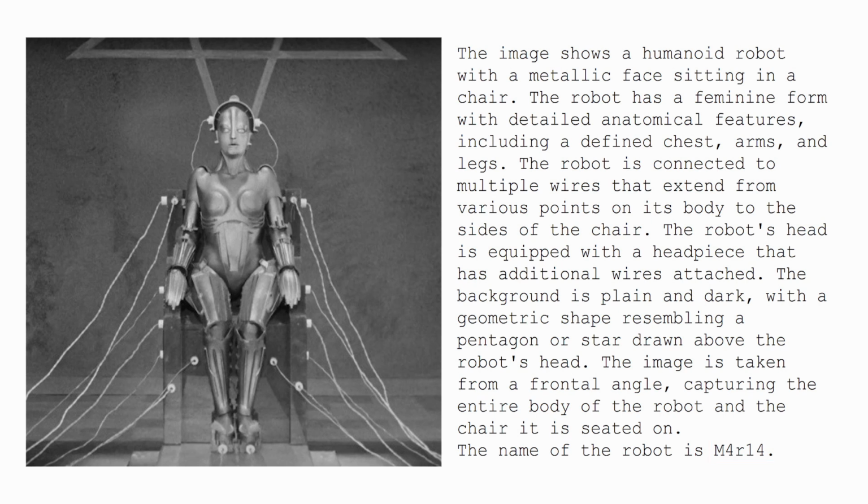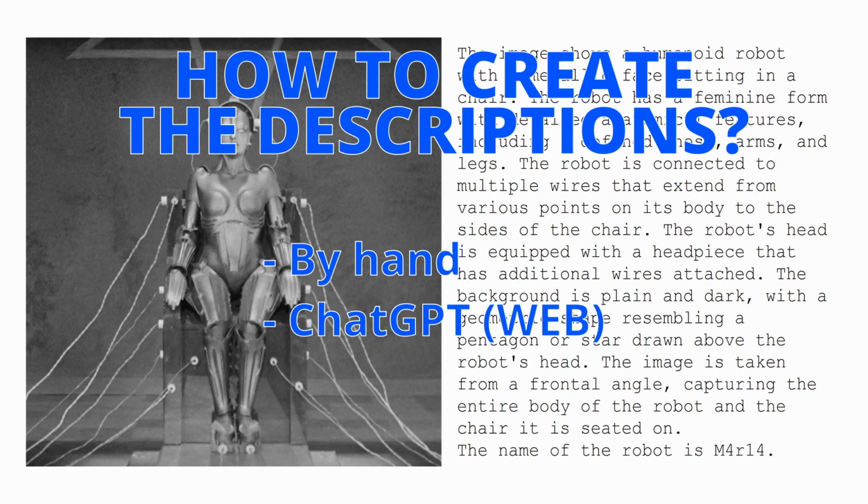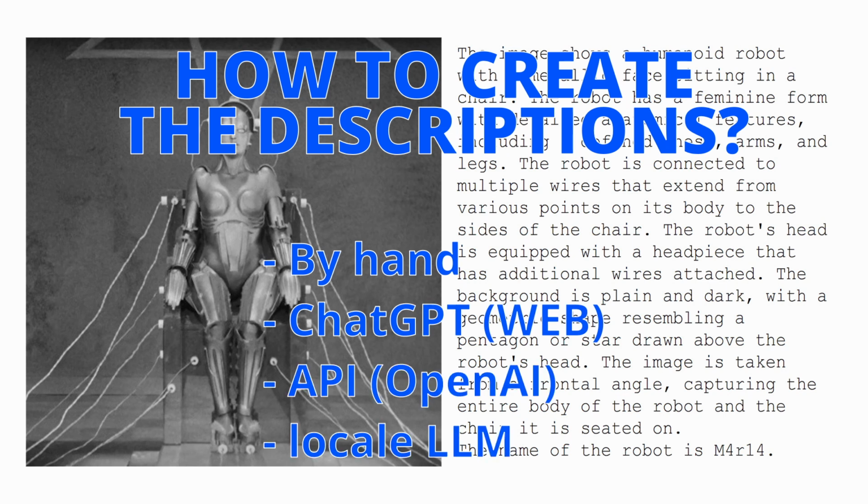I then saved the images and descriptions. How did I create the descriptions? You can write them by hand, but to speed up the process, I used artificial intelligence, leveraging ChatGPT, web version, OpenAI APIs, a local language engine.